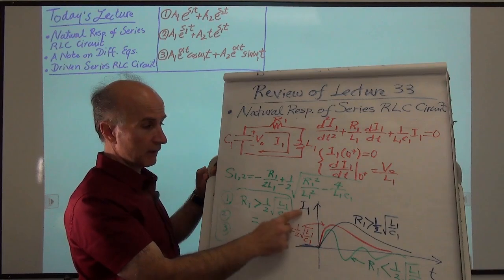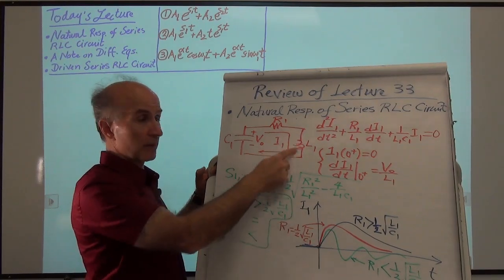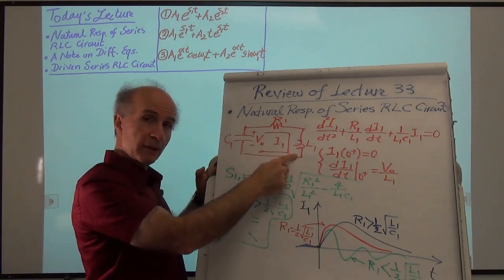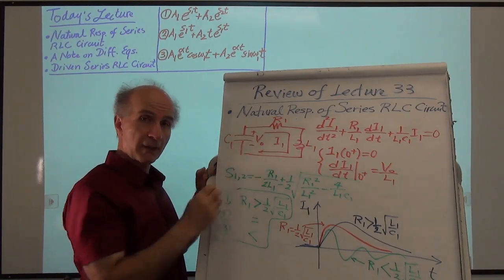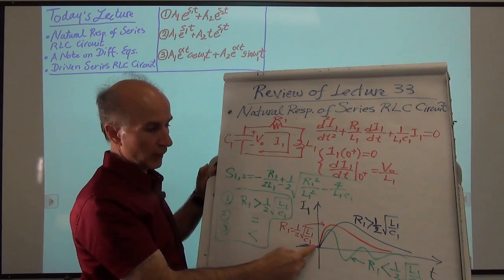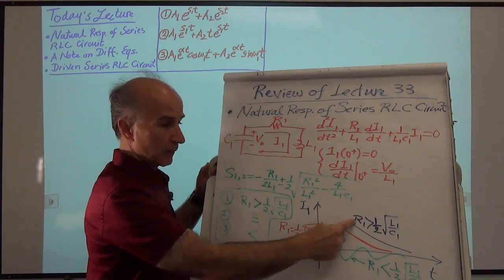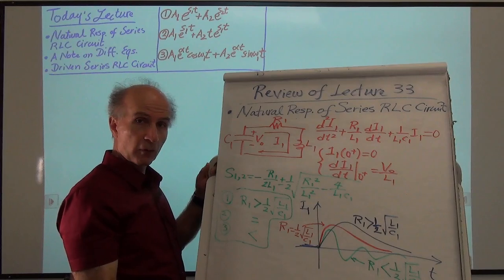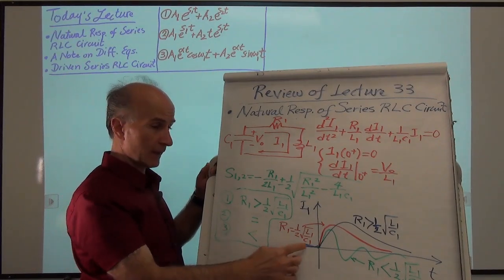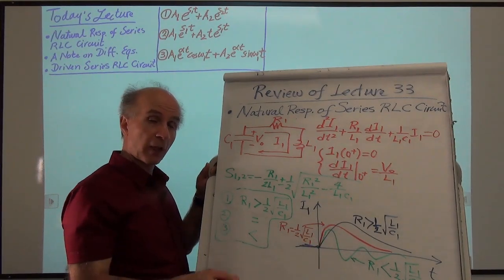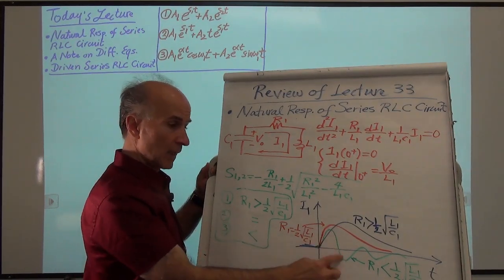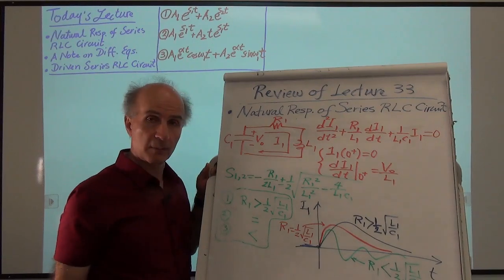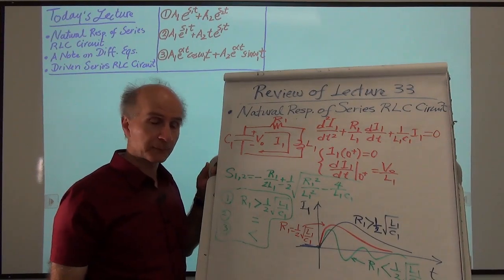And here are the plots for this current. It has to start from zero and has to end up at zero because eventually everything dies away and there won't be any energy left in the system. In the case of overdamped response, the current goes like this. For critically damped response, it settles faster. And for underdamped response, it tries to settle too fast, and as a result, it makes these oscillations before it decays.